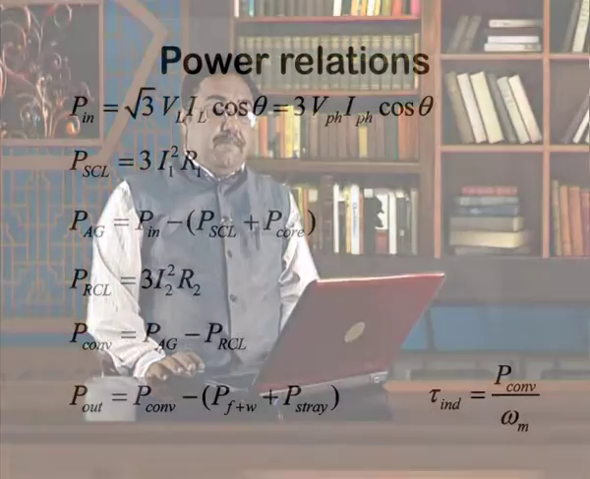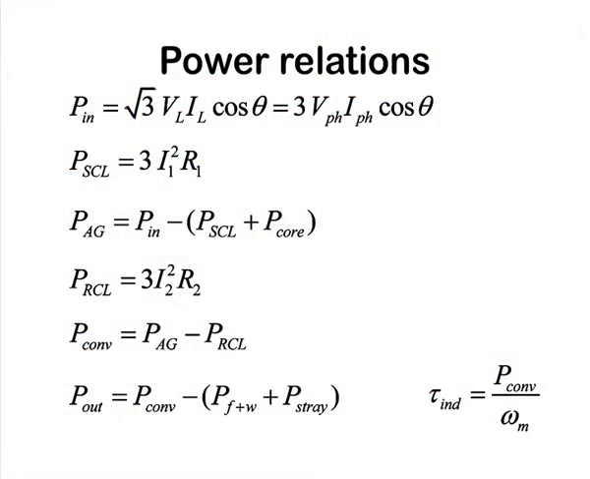After going through the power flow diagram, let us look at some of the mathematical expressions for the different powers. P input can be written as √3 times the terminal voltage, terminal current multiplied by cos of theta, which can also be written in terms of phase quantities as 3 times the phase voltage, phase current, cos of theta. The stator copper loss can be written as 3 times I1 square R1 because 3 windings are being used, and the air gap power is nothing but P input minus the sum of the 2 losses, that is copper loss and the core loss.